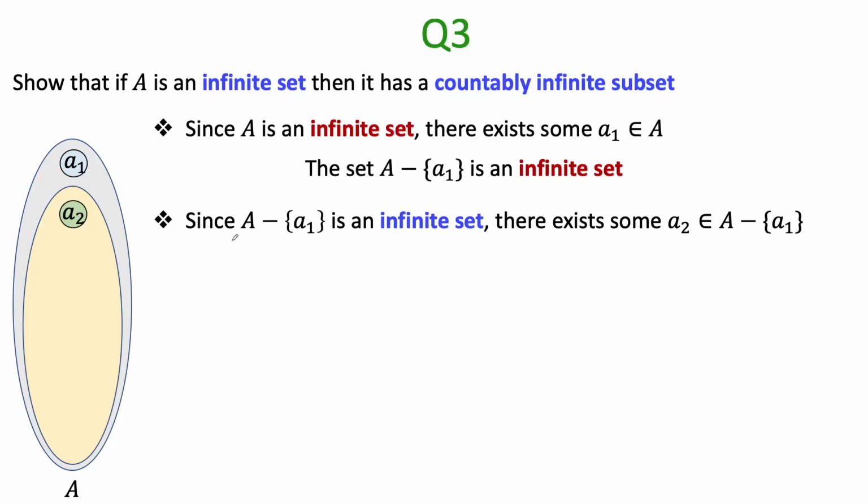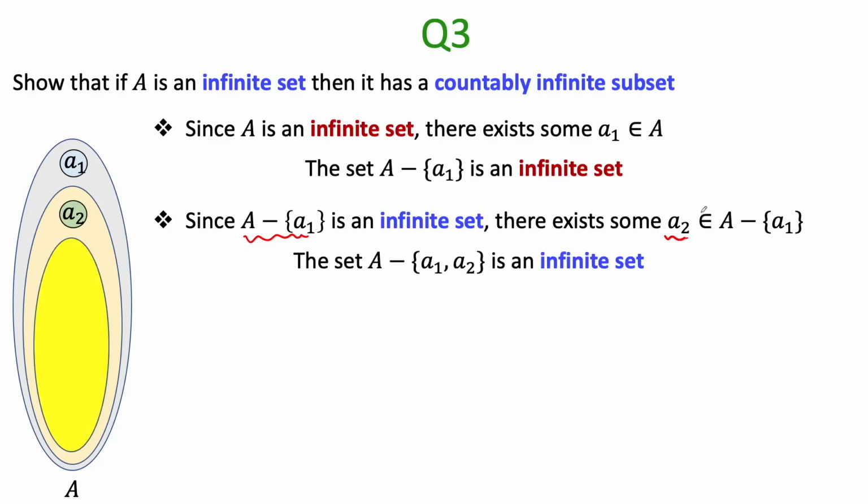I focus on the leftover set, namely the set which I obtained by removing element A1, and my claim is that since it is an infinite set, it will have at least one element, A2. I pick it arbitrarily, and my claim is that if I now remove the element A2 also, I have already removed A1 from A, and even if I now remove A2, the leftover set will be an infinite set.